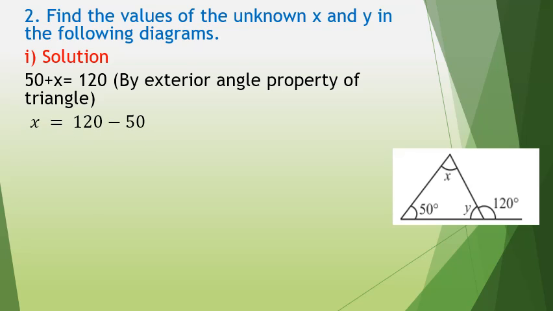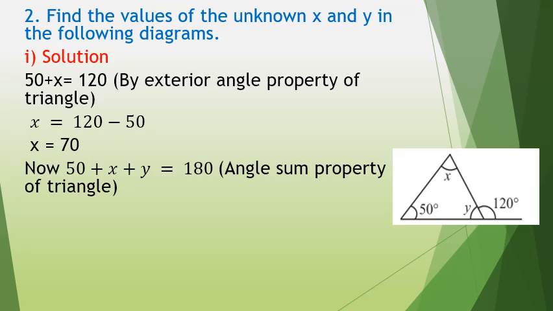Therefore, x equal to 120 minus 50 equal to 70 degree. Now we have two angles of the triangle and we can find the third angle by using angle sum property of triangle. That is 50 plus x plus y equal to 180 degree, by angle sum property of triangle.